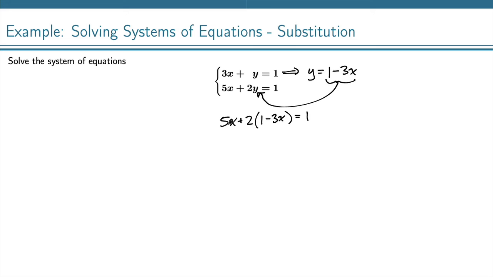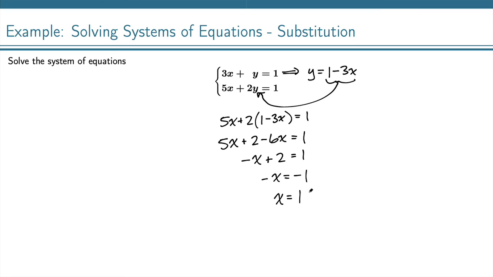Now notice that we have an equation with only one variable, x, and so we can solve for that. I'm going to distribute this 2 through, so we have plus 2 minus 6x equals 1. We can combine the 5x and the negative 6x, that's a negative x, plus the 2 equals 1. And we can subtract 2, we get negative x equals negative 1, and so x is equal to 1.